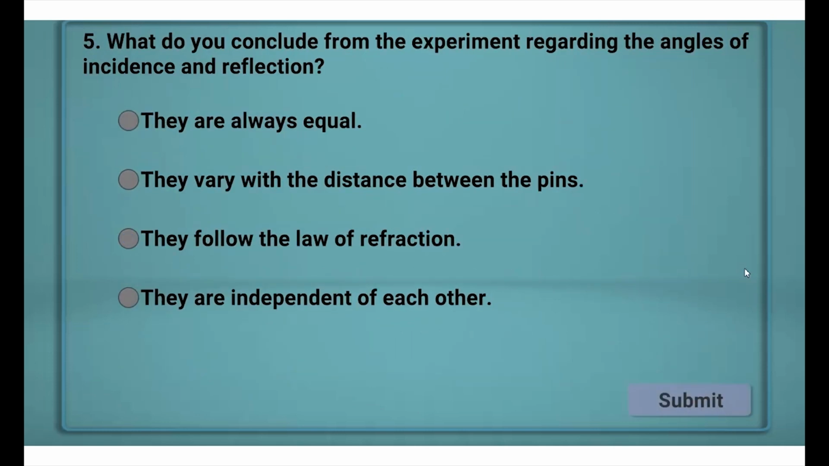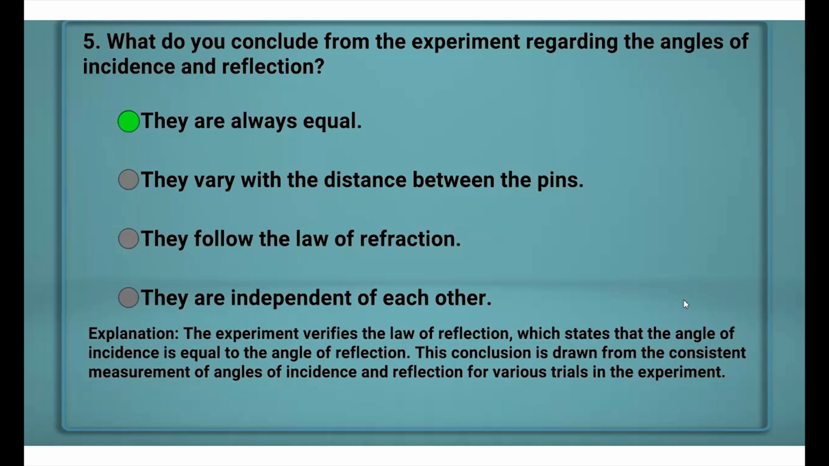What do you conclude from the experiment regarding the angles of incidence and reflection? Excellent. Explanation: the experiment verifies the law of reflection, which states that the angle of incidence is equal to the angle of reflection. This conclusion is drawn from the consistent measurement of angles of incidence and reflection for various trials in the experiment.